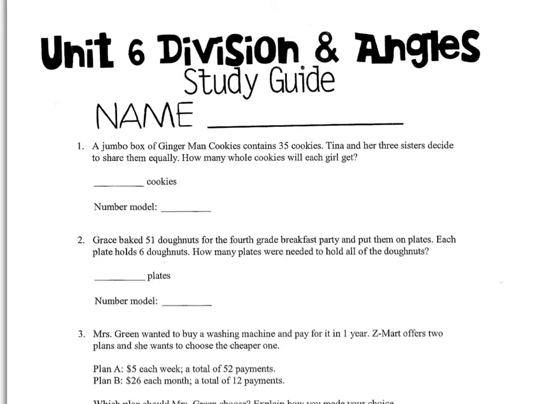A jumbo box of gingersnap cookies contains 35 cookies. The best thing to do is start writing down the stuff it tells you. 35 cookies. Tina and her 3 sisters decide to share them equally. How many whole cookies will each girl get? Okay, Tina has 3 sisters, so we have to count Tina and her 3 sisters, so that's 4 people. So our number model is actually 35 divided by 4.